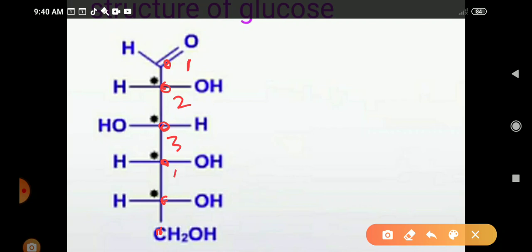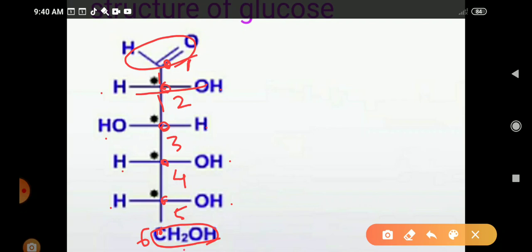Sorry. This is the fourth carbon, fifth carbon, and the sixth carbon. So all the 6 carbon atoms are in one chain. The first carbon atom has an aldehyde group, and the last carbon atom has a primary alcoholic group. Okay, you can check the valency of each carbon: 1, 2, 3, 4. So total 4 valency, and on one side there is H, on the other side OH. OH, H, H, OH, H, OH and CH2OH.